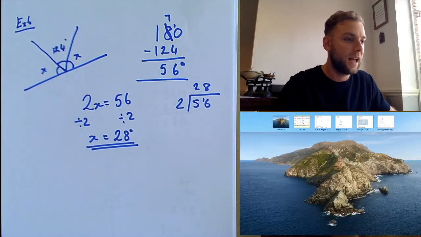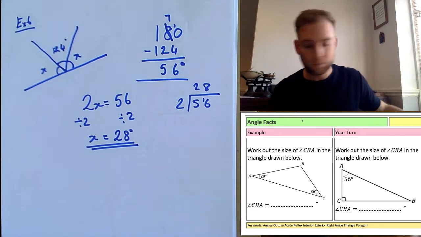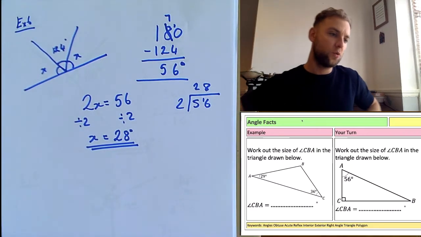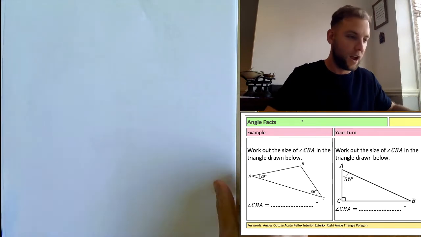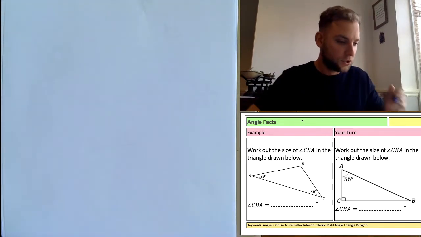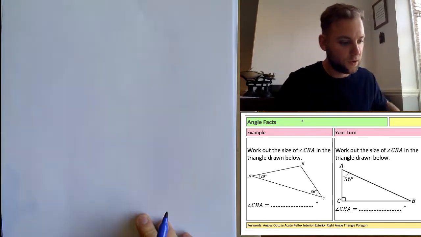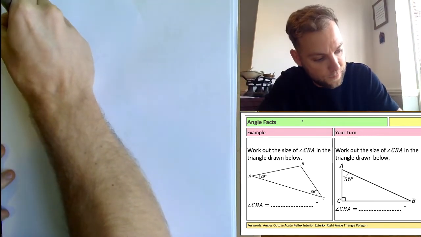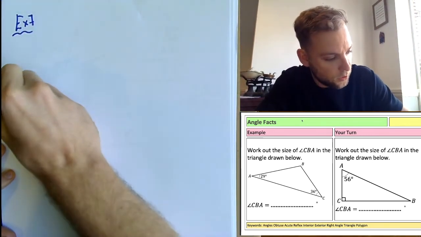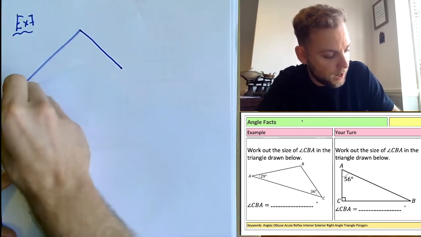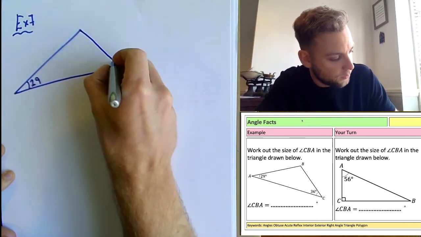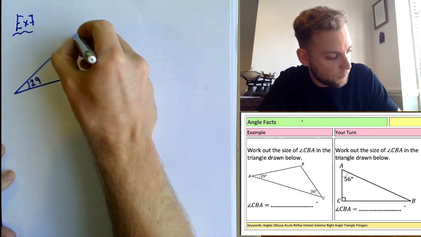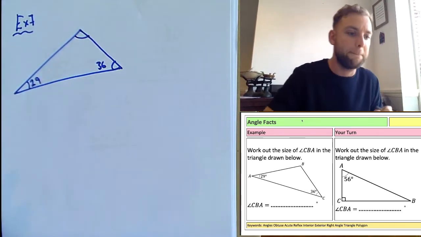So let's have a look at some of these questions. We've got two questions here. You'll notice you've got that little square again, which means that it's 90 degrees. So I'm going to do this first one. The first one is example 7. So I've got here a triangle like so. This one here is 29 and this one here is 36. And I'm trying to find CBA.